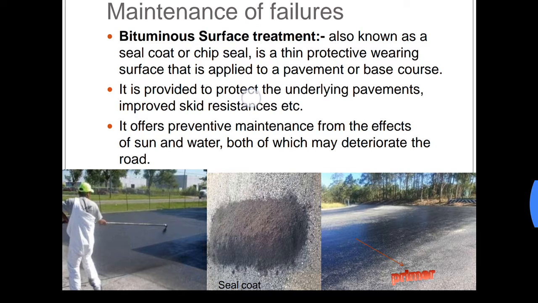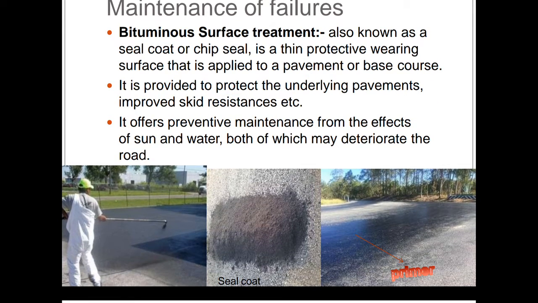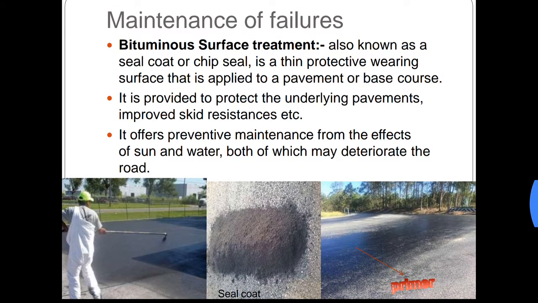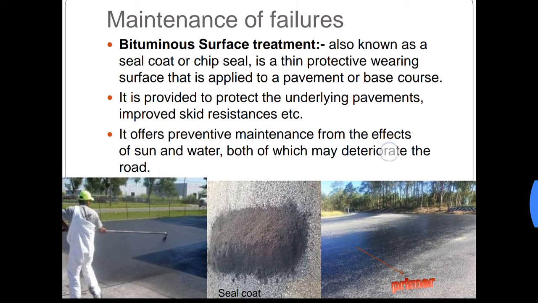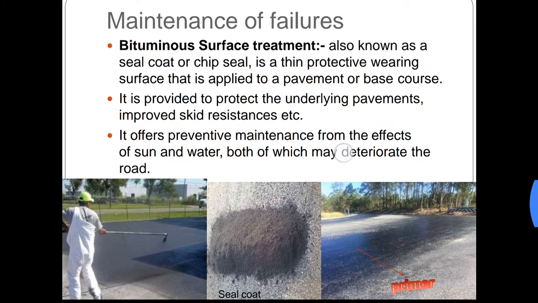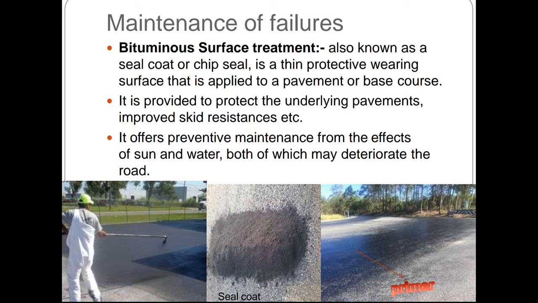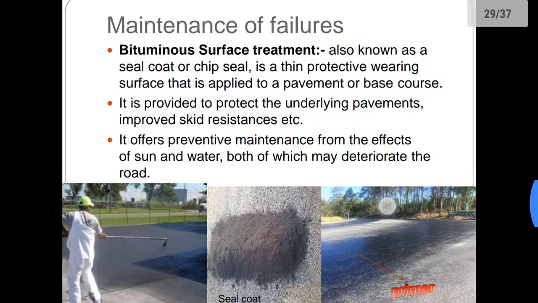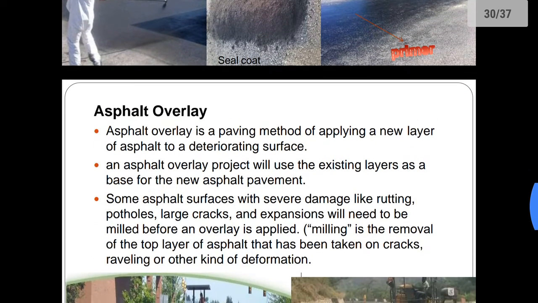It is provided to protect the underlying pavements and for improved skid resistance. It offers preventive measures from the effects of sun and water, both of which may deteriorate the road. So in order to protect the top surface or the bottom layers, we can apply a coat of bitumen. That is known as bituminous surface treatment.